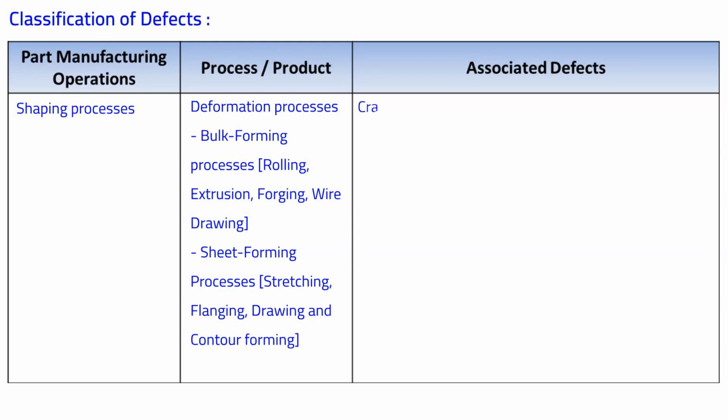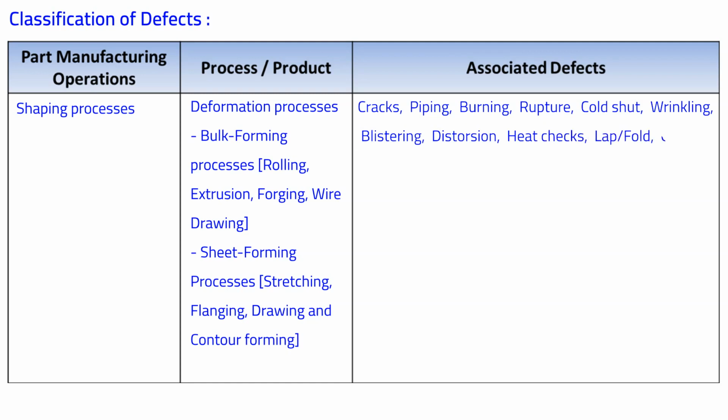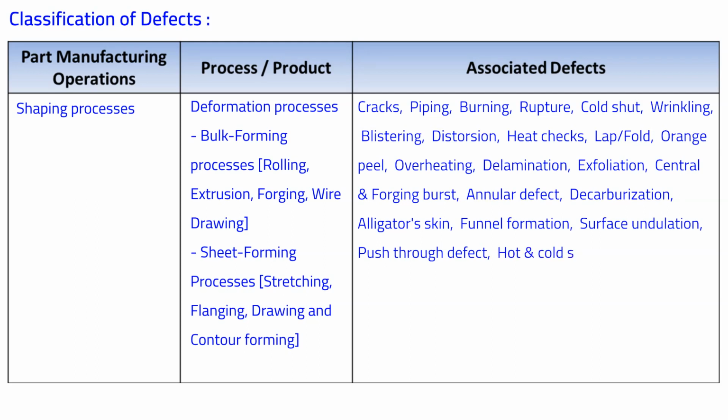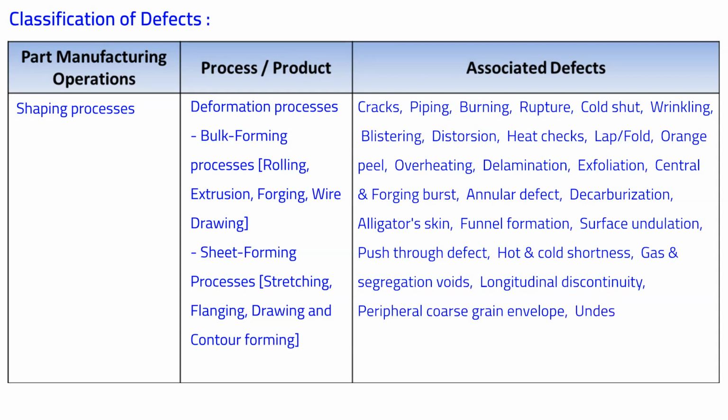Defects associated with these processes are cracks, piping, burning, rupture, cold shut, wrinkling, blistering, distortion, heat checks, lap or fold, orange peel, overheating, delamination, exfoliation, central and forging burst, annular defect, decarburization, alligator's skin, funnel formation, surface undulation, push-through defect, hot and cold shortness, gas and segregation voids, longitudinal discontinuity, peripheral coarse grain envelope, undesirable grain flow pattern, low mechanical strength due to improper grain flow.